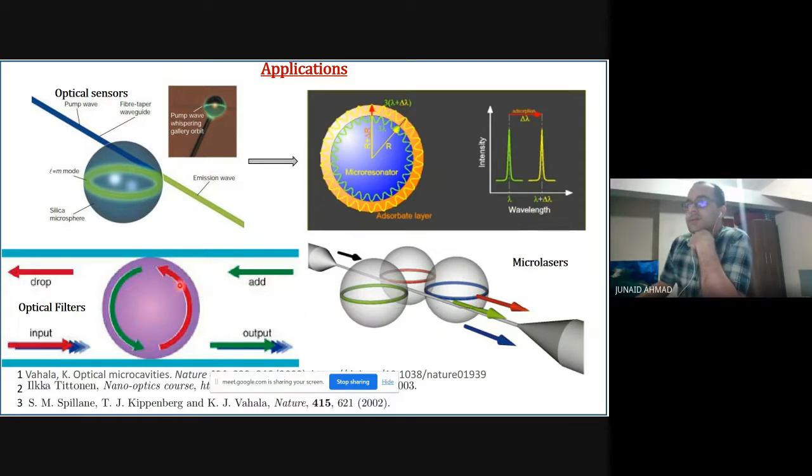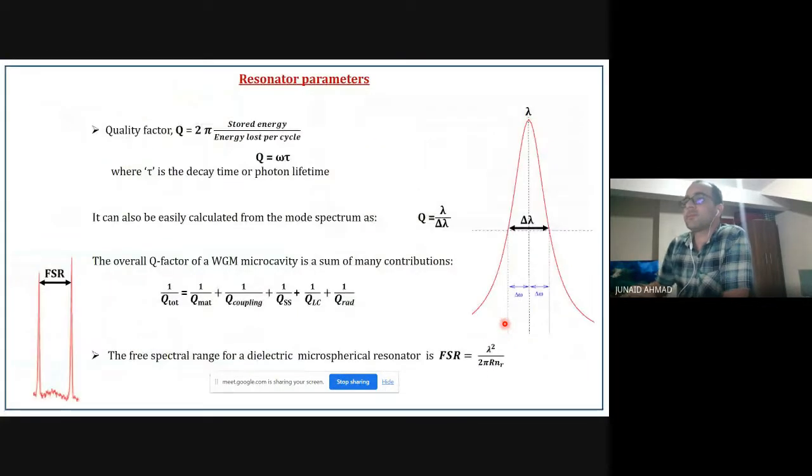Also, since these spherical microcavities lase, which we will see in the later part of the talk, many of the droplets can be coupled together with a single optical fiber. This way we will get one laser having multiple wavelengths lasing at the same time. Some of the important parameters that are used to define the quality of an optical resonator are quality factor and free spectral range.